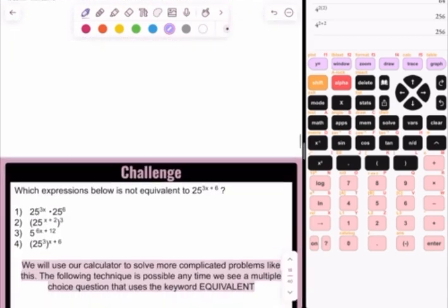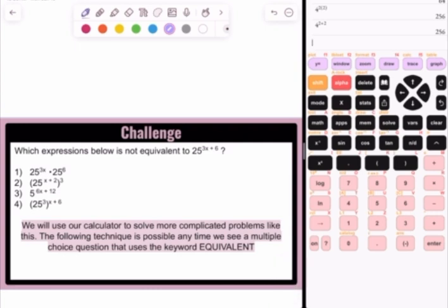And let's look at this challenge question. Which expression below is not equivalent to 25^(3x+6)? These answer choices look crazy, so we will use our calculator to solve more complicated problems like this. The following technique is possible anytime we see a multiple choice question that uses the word equivalent. So you can make x any number you want. I'm just always going to make x 2. 2 is a nice simple number, but you don't want to use 1, because all the time, when you multiply 1 by a number, the number just stays the same. So we don't want to do that.